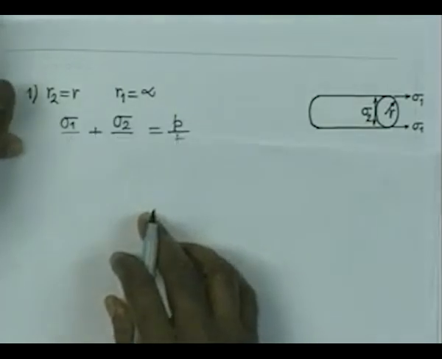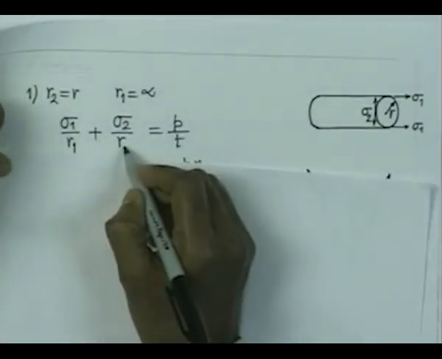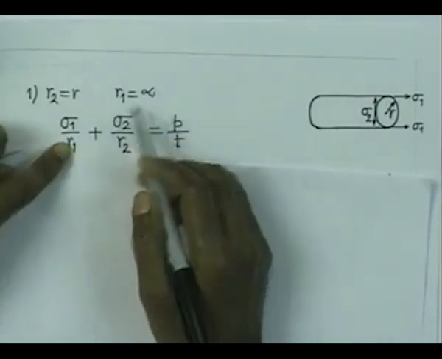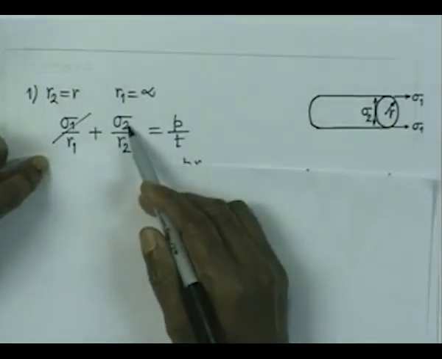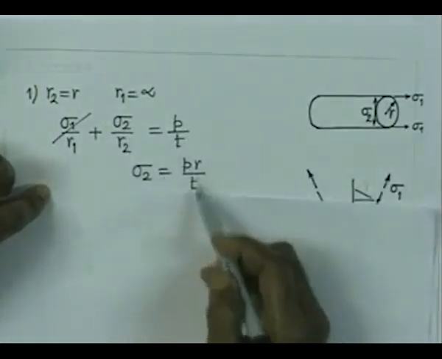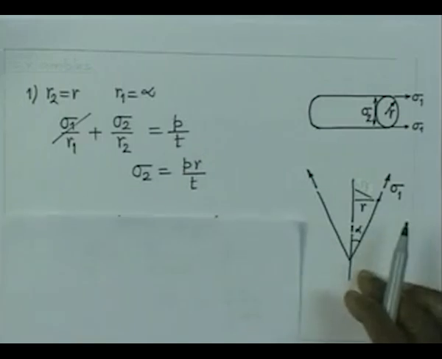So, if I now apply the formula, sigma 1 by r1 plus sigma 2 by r2 is equal to p by t, and since r1 is infinity, this term goes off. So, you have now sigma 2 by r is equal to p by t, and therefore, sigma 2 is equal to p r by t. So, it follows from the formula that we have derived. Let us consider the second example.